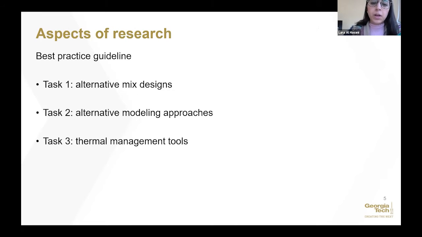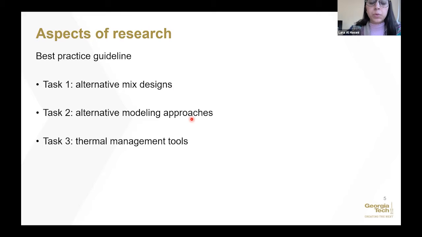For this reason, what we had to do for GDOT is provide best practice guidelines and make recommendations about which thermal control measures they would need to do for future mass concrete projects in order to decrease both cost and complexity. The first task was to accurately model mass concrete structures and propose some alternative mix designs that are lower in heat than the conventional OPC concrete.